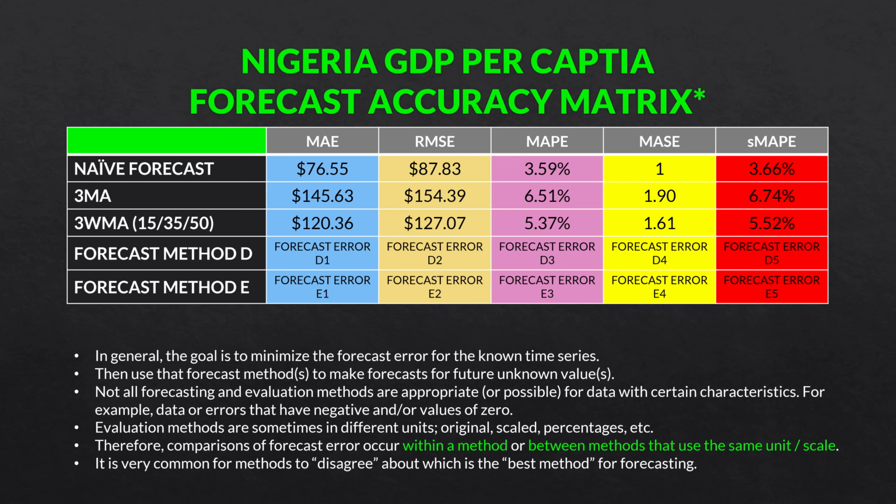I won't read all this below because I've done it in the other videos, but remember, the basic goal here is to minimize forecast error in whatever units we're using, whether that is absolute dollars in the first 2 columns, percentages in the 3rd and 4th column, or in the case of MASE, it's a bit different because it's either above or below 1, above 1 being worse than naive, and below 1 being better than naive.